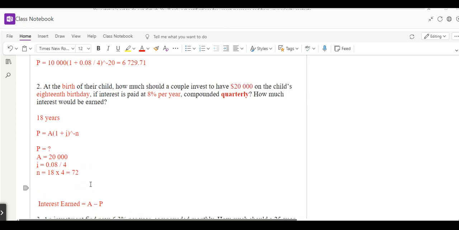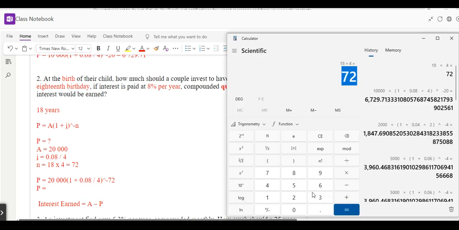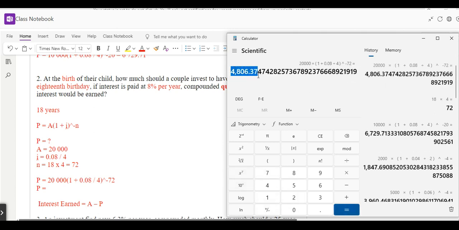And so in our formula here, we're going to have capital P is equal to 20,000 multiplied by 1 plus 0.08 divided by 4 to the power of negative 72. And so if we take our 20,000 multiplied by 1 plus 0.08 divided by 4, close the bracket, to the power of negative 72, this particular couple is going to need about $4,800.